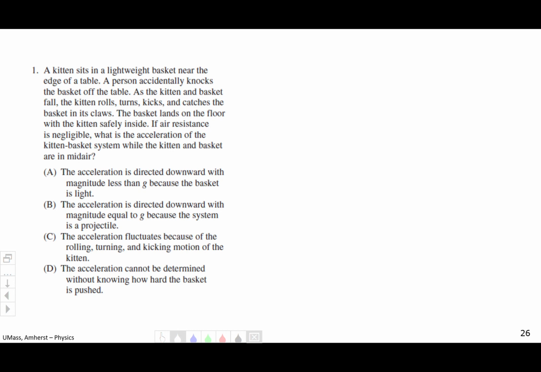Okay, a kitten sits in a lightweight basket near the edge of a table. If we knock the basket off the table, the kitten rolls, turns, kicks, and catches the basket in its claws. We land on the floor. What is the acceleration of the kitten basket system while the kitten and basket are in midair? And that is going to be, the acceleration is directed downward with equal to g because the system is a projectile. So we need to picture the kitten basket system.